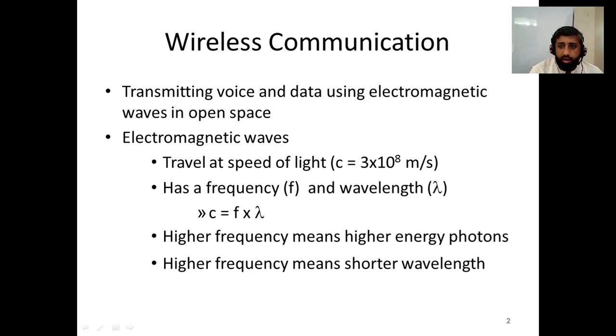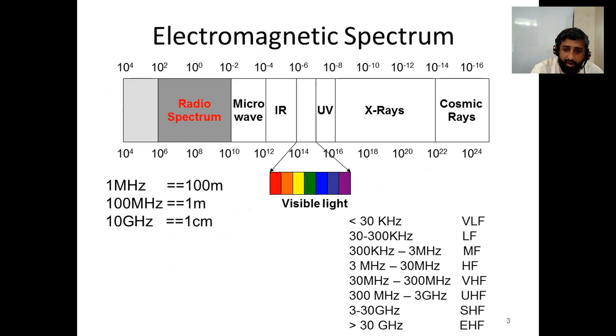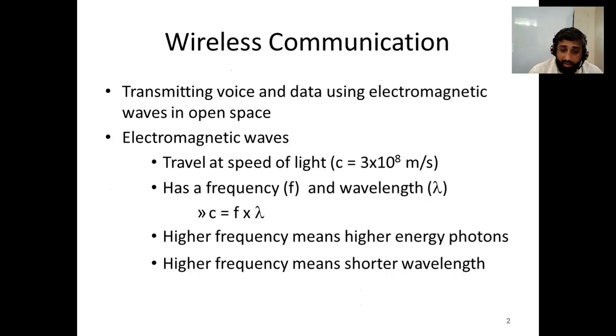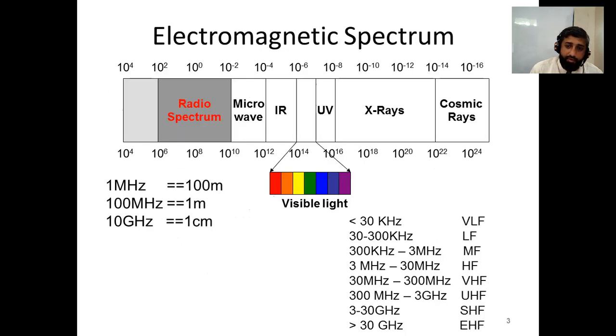That means whenever we have high frequencies, the electromagnetic waves can carry more energy because the photons associated with those high frequency electromagnetic waves are at relatively high energy. But on the other hand, if frequency is higher, because the speed of light is fixed, we will end up with a shorter wavelength. So as we go towards higher and higher frequencies, we are moving towards shorter and shorter wavelengths.